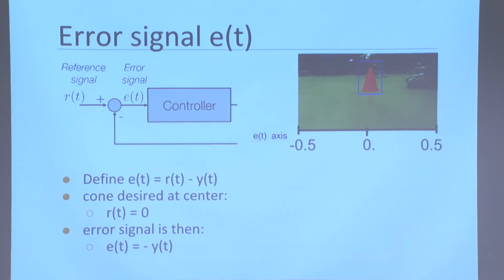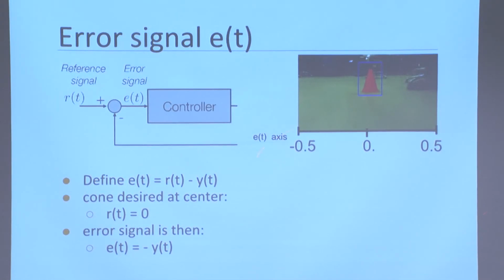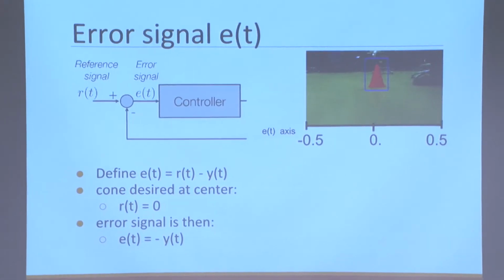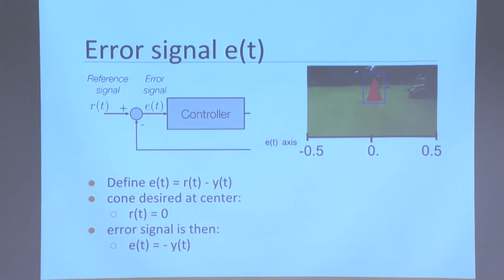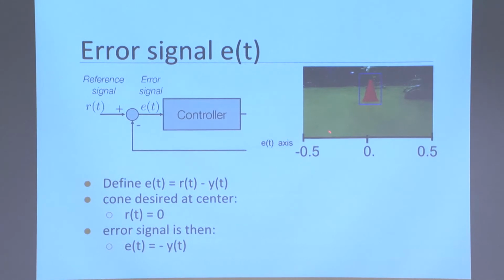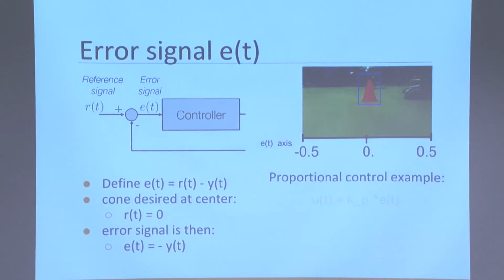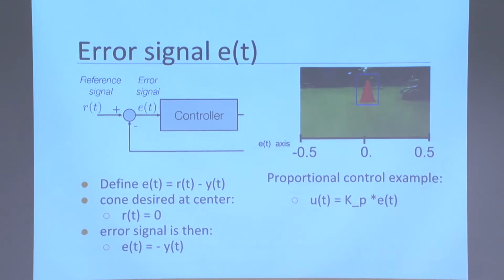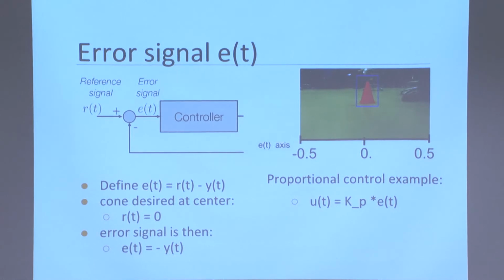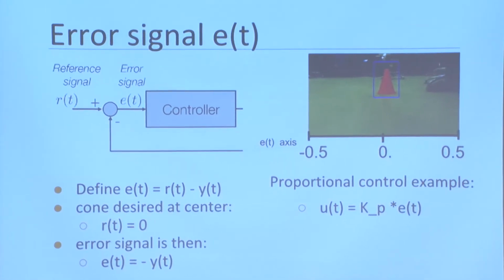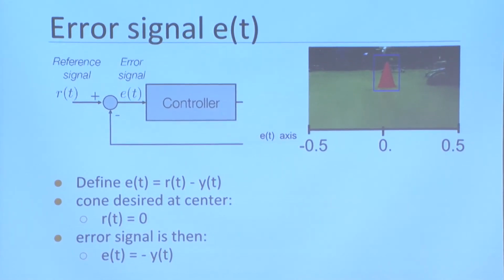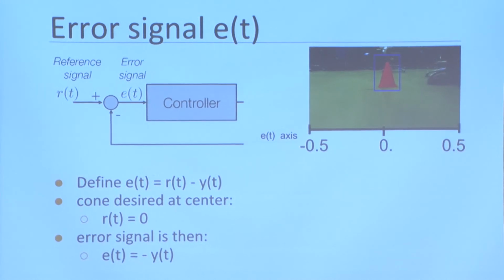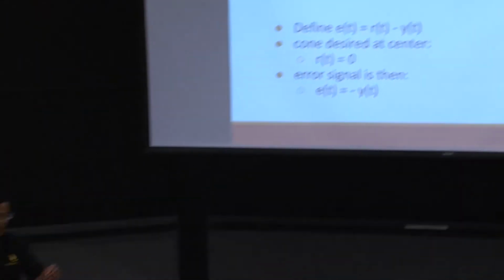So here's a very similar picture of what the error signal looks like for the cone. So if the cone is in the center, it's equal to 0. But if the cone's to the right, it's equal to 0.5, and all the way to the left is equal to negative 0.5. So, any questions about the error signal? I want to break for questions.